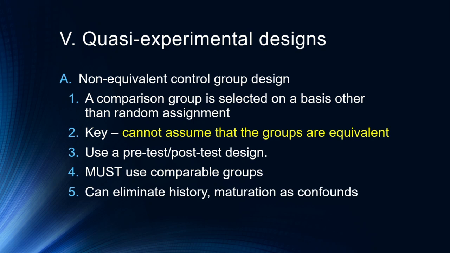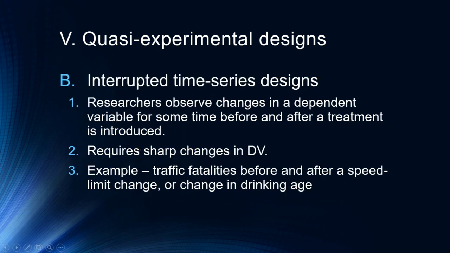We can eliminate some of those confounds, history and maturation, because we're comparing those groups, and I mentioned that a little bit when I was talking about these confounds. Interrupted time series designs, welcome to our world. Researchers observe changes in dependent variables for some time before and after a treatment is introduced. And this requires pretty sharp changes in whatever our dependent variable is. So we can look at things like traffic fatalities before and after a speed limit change or a change in drinking age.